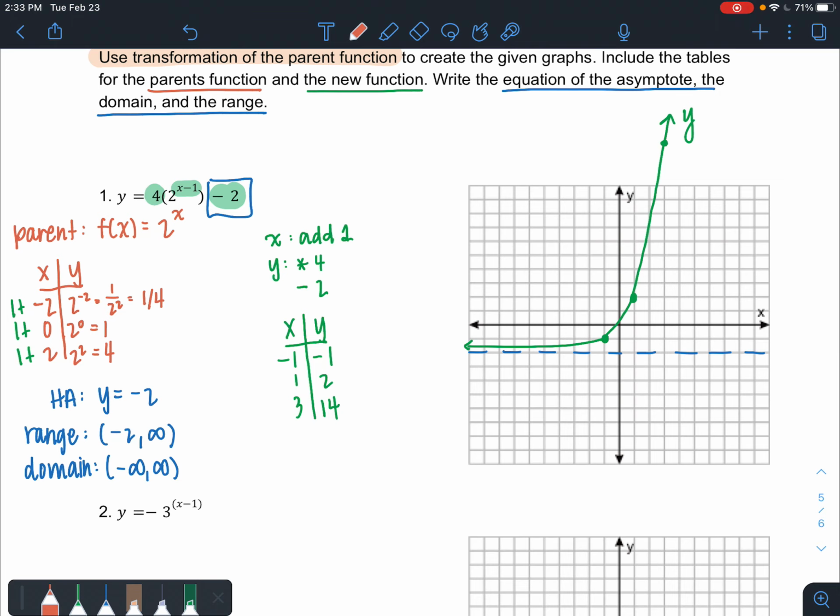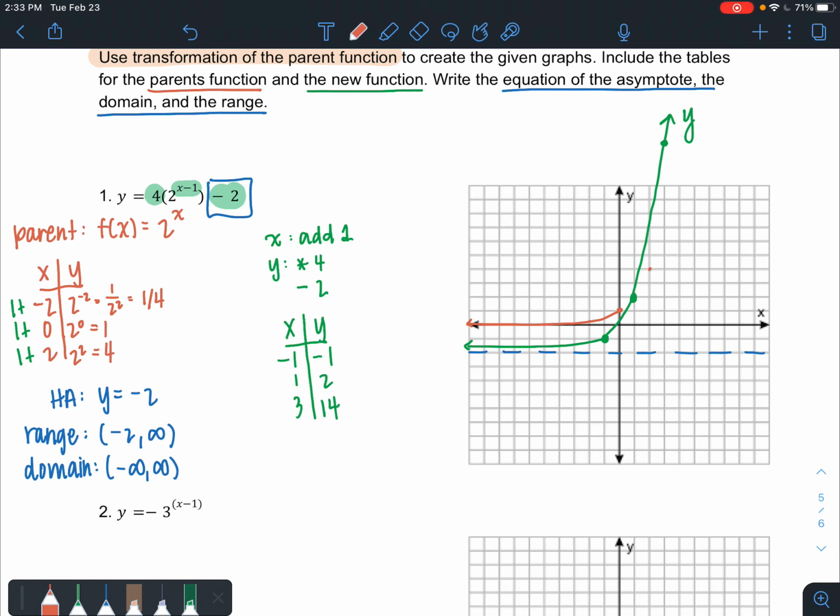I'll just kind of show you. You don't have to graph the orange, but I do want to show you what that would look like. So we have -2, 1/4. Then we'd have 0, 1. Oh, that should be a 1/4. 1, 2, and then we have 2, 4. And then we'd have a horizontal asymptote at 0. And so our graph would look something like this.